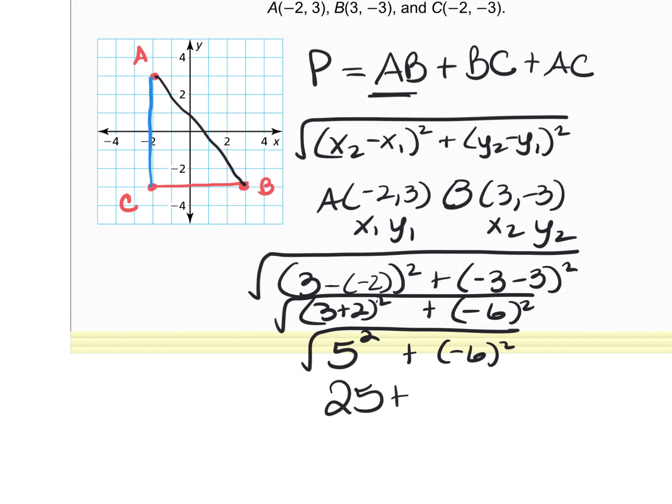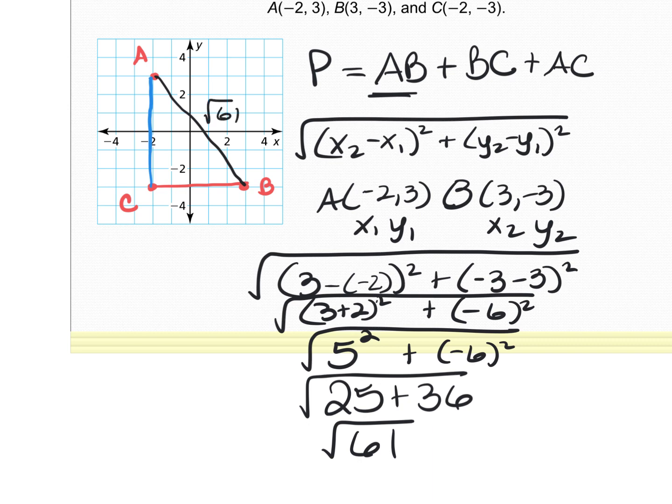Going to square the 6. I now add them, following order of operations. I can't break this down. It is in simplest radical form. So if we're not using a calculator, we would leave the length of AB as the square root of 61.